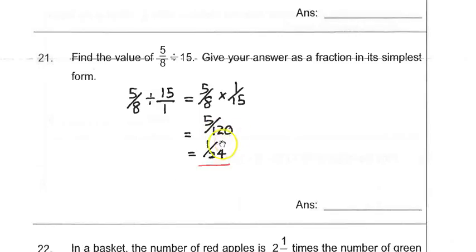Divide both by 5. Divide the top by 5, and divide the bottom by 5. You should get 1/24. Next.